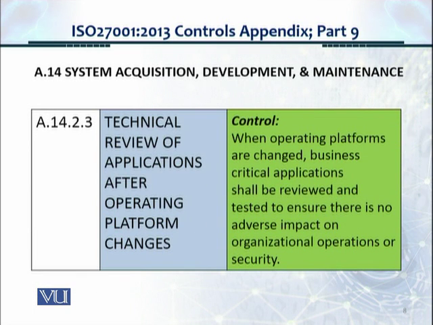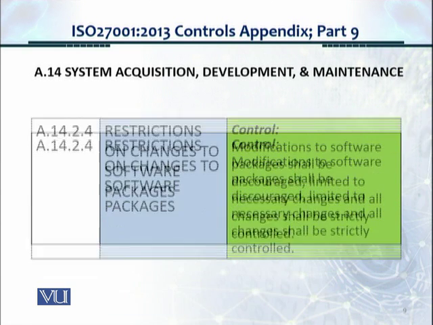Technical review of applications after operating platform changes. Let's take a look in more detail. When operating platforms are changed, business critical applications shall be reviewed and tested to ensure there is no adverse impact on organizational operations or security. So sometimes we need to install patches on the operating system. And whenever we do that, we need to check the impact on the application. And this needs to be a part of the change management process.